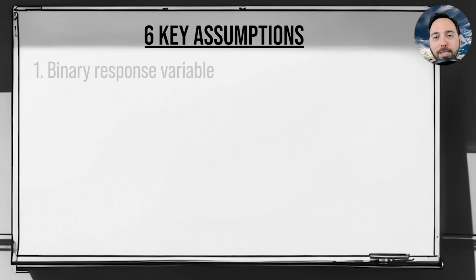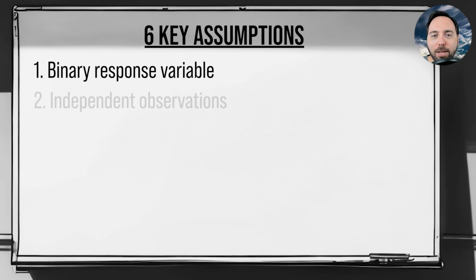The first key assumption is that we have a binary response variable: yes or no, good or bad, 1 or 0, or even 1 or -1. The labels themselves don't matter, so long as we have exactly 2 of them, which sounds a lot like what we need for classification. The next thing we need is a set of independent observations.